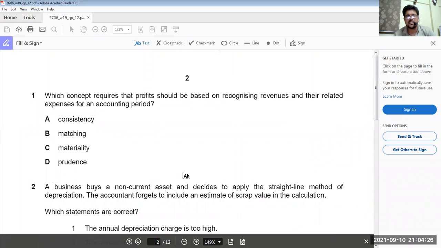Which concept requires the profit should be based on recognizing revenues and direct expenses? Revenue expenses means matching or accrual concept.